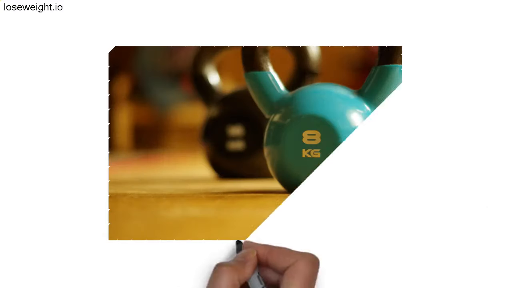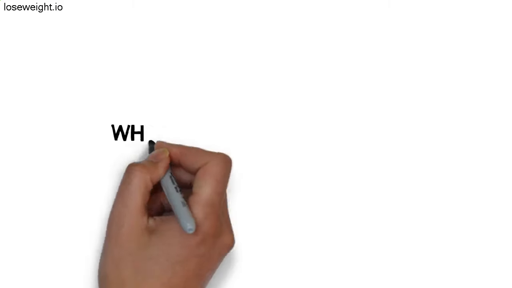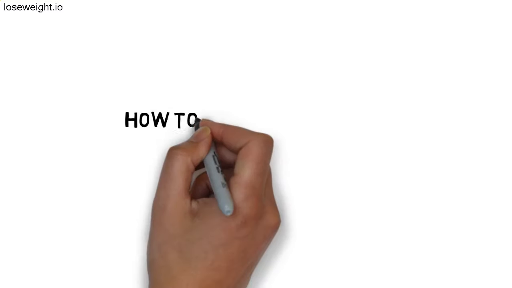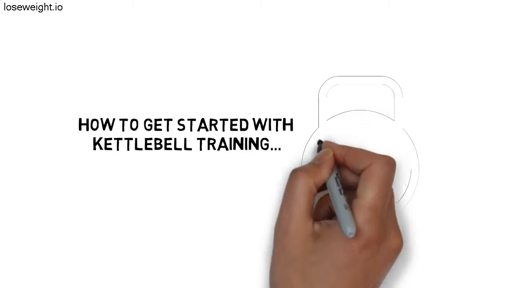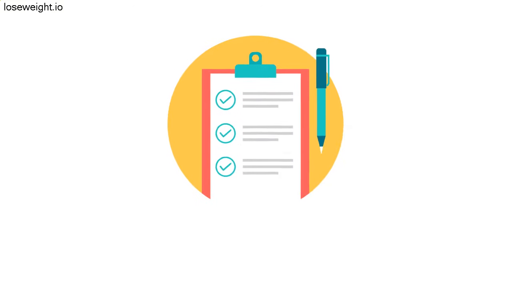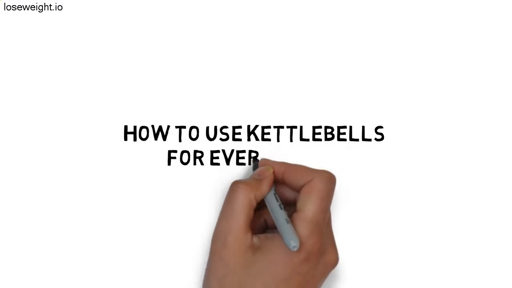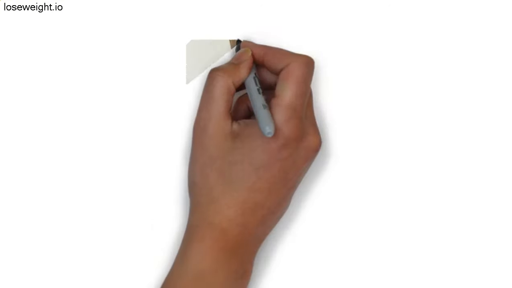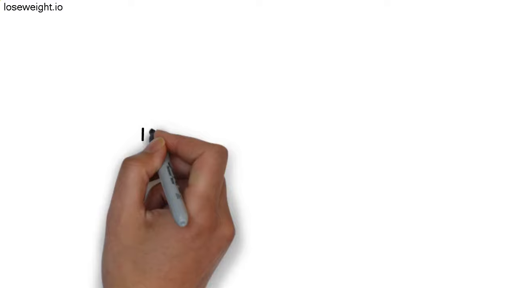An introduction to the kettlebell, its history, and why it works so well. Why functional strength training is crucial to long-term health and getting in the best shape possible. How to get started with kettlebell training, even if you've never seen or touched a kettlebell in your life. A step-by-step plan for using kettlebells for leg training. How to use kettlebells for everything else, including your back, chest, arms, and core muscles. The exact unique kettlebell exercises for developing true functional strength.